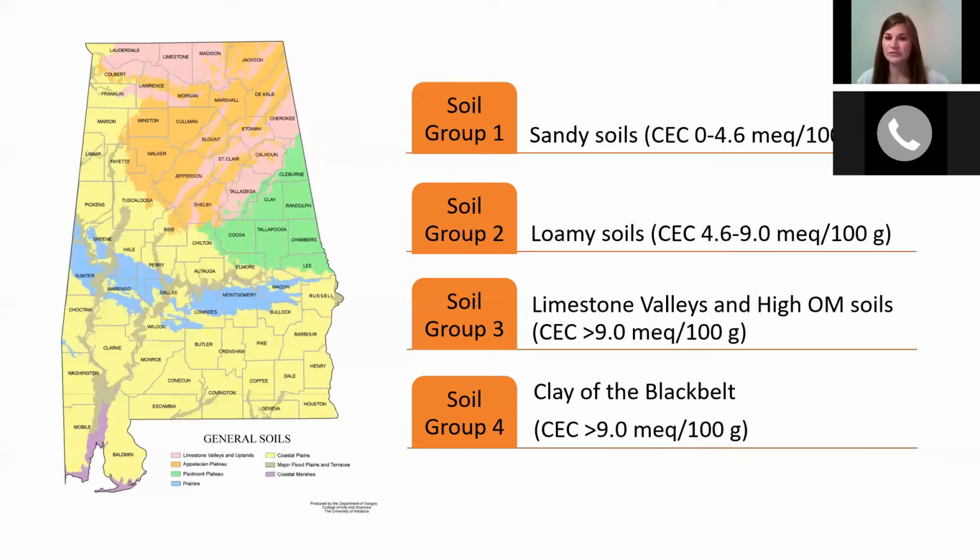In Alabama, we group our soils into 4 different categories. So soil group 1 is going to be your really sandy soils, primarily in the coastal plain region, that have a very low cation exchange capacity, and then that increases. The soil group changes as cation exchange capacity increases. And then our soil group 4 is clays of the Black Belt region, which we even use a different type of extractant to analyze, because the soils are so different.